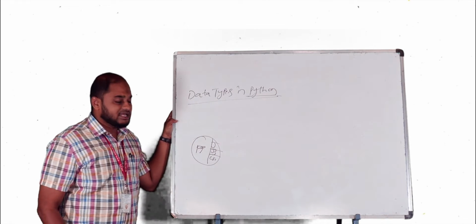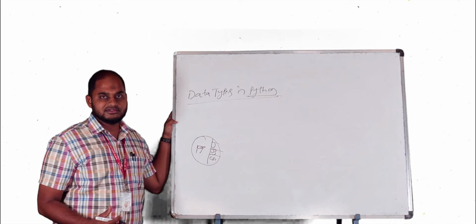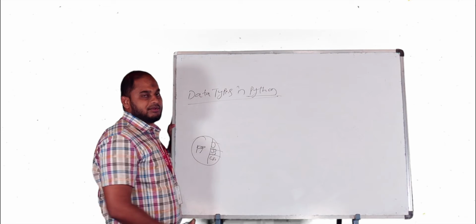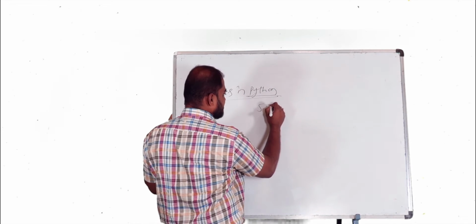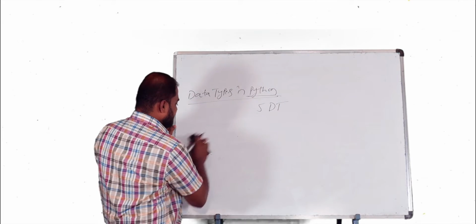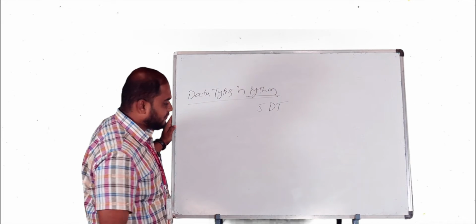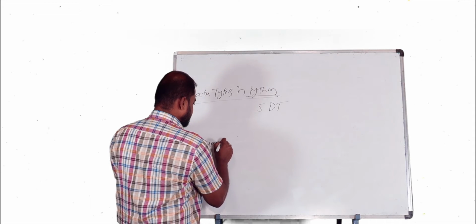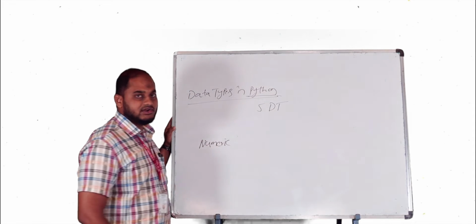Data types are categorized into a classification of items. Mainly in Python programming, we have 5 different types of data types. Coming to these 5 different types, the first one is called numeric.